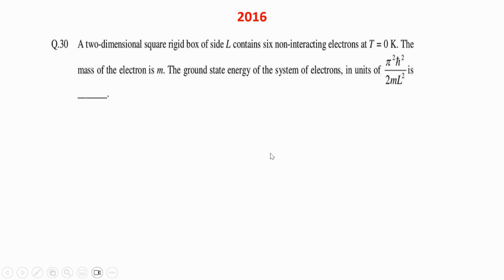So this was a question. It is for 1 mark, from the 2016 examination. I'll read the question first. A two-dimensional square rigid box of length L contains six non-interacting electrons at T equals 0 Kelvin. The mass of the electron is m. You have to find the ground state energy of the system of electrons in this unit.